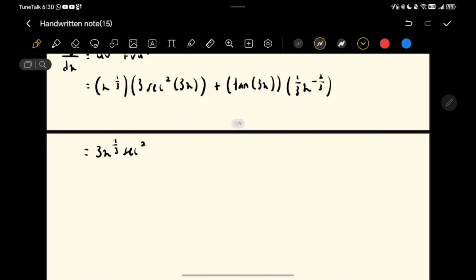Expand the equation like shown. Lastly, in the final answer, change the power into third form.